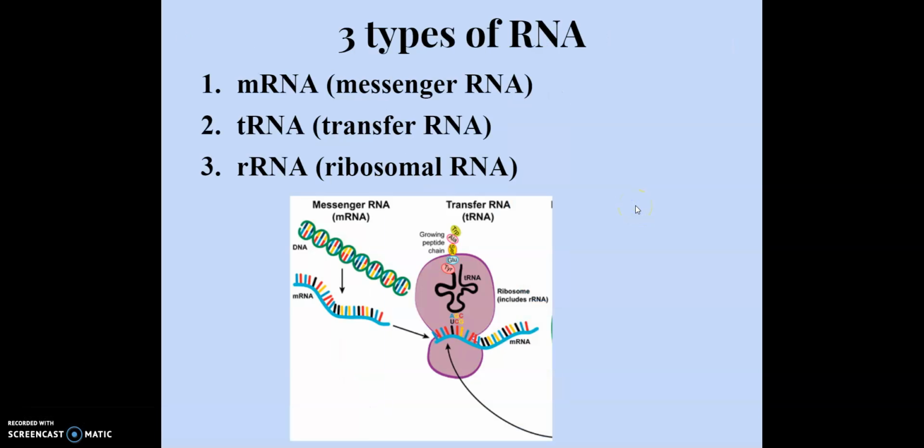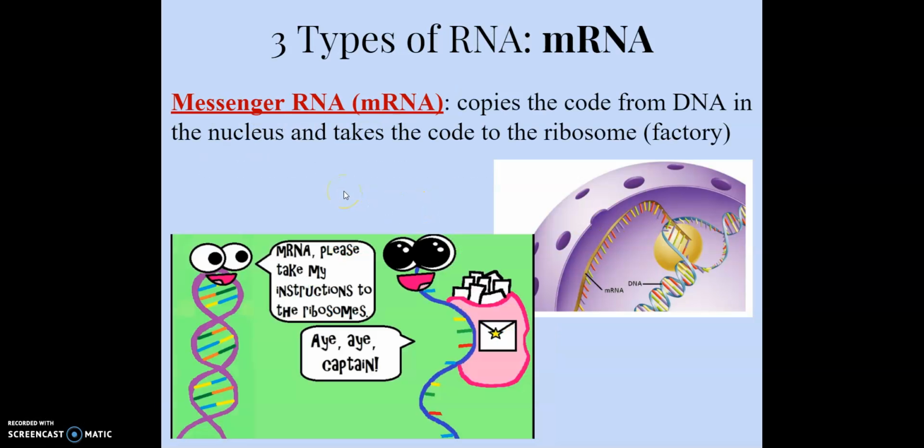There are 3 types of RNA. We have mRNA, which is the messenger RNA. This is the RNA that's going to give the message from the nucleus, from the DNA, to the ribosome. There's transfer RNA, which is going to transfer the amino acids to make the protein. And then there's the rRNA, ribosomal RNA, which is the actual ribosome itself. So first, our mRNA, messenger RNA, copies the code from DNA in the nucleus and takes that code to the ribosome. Once again, DNA is way too large to exit the nucleus through the pores, so we have to translate that code into mRNA, and that mRNA is now free to leave the nucleus.